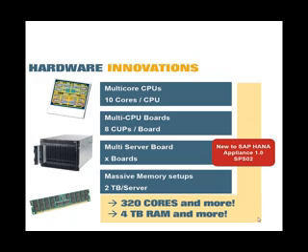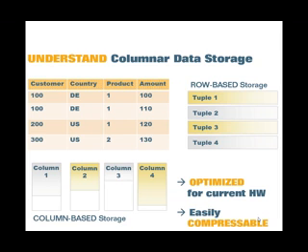And your RAM, you have massive expansions on RAM. You can accommodate up to 4 TB of RAM. I'm not talking about hard drives. Your RAM itself is 4 TB. So you are able to accommodate so much data on the main memory itself, right? So that's what you have with the hardware innovation side. Now let's try to understand the column stores a little bit.